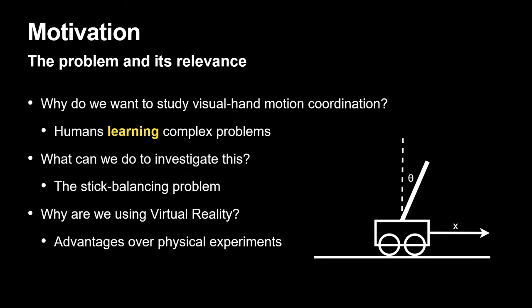And this task might involve perception through the eyes, and we want to know how people move their hands, their wrists and their fingers, which are their actuators, to respond to what is being perceived. So you can already see that this is based on control engineering.